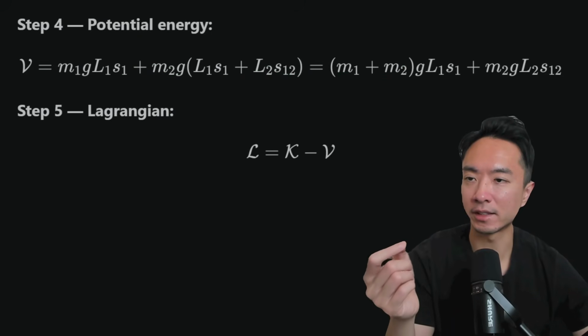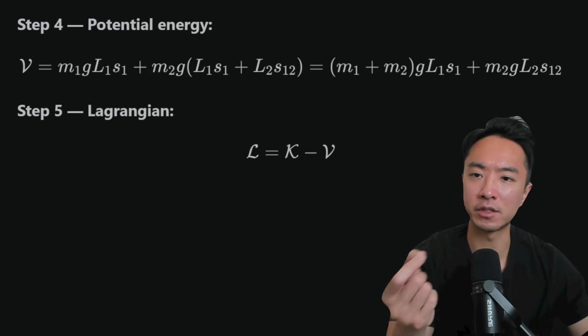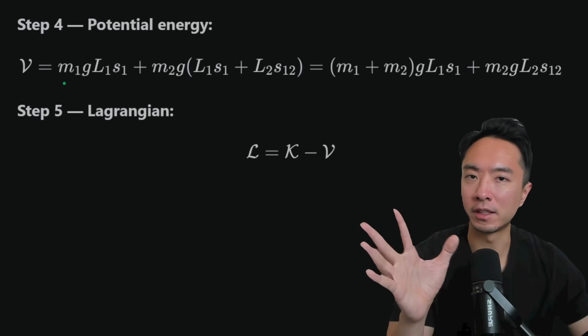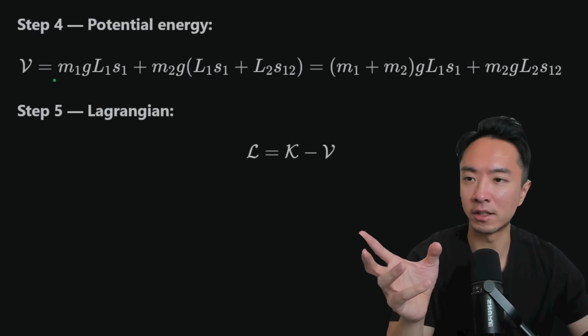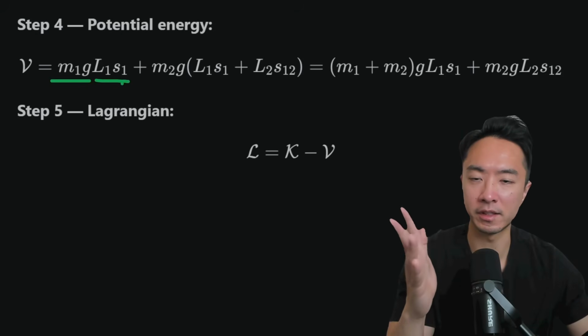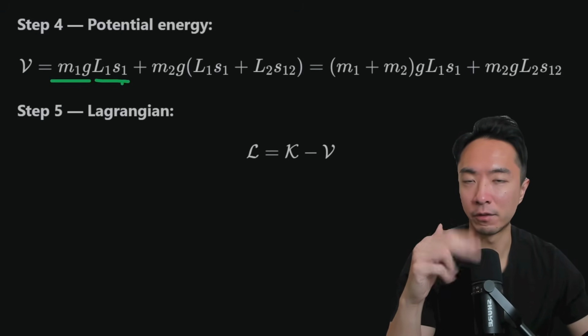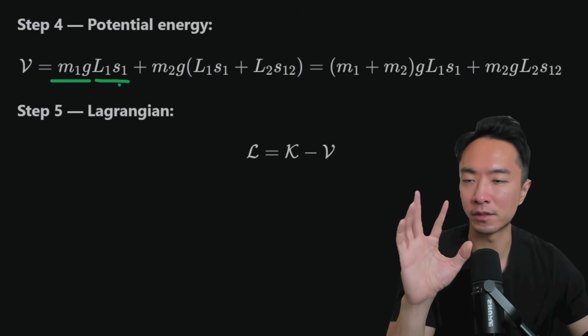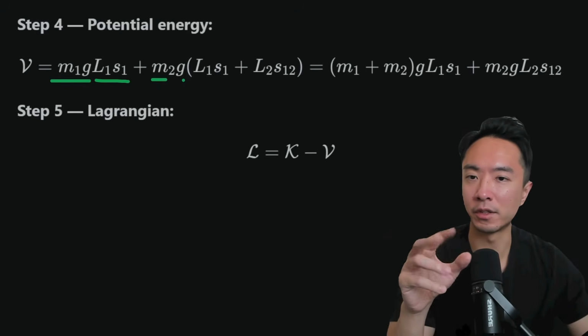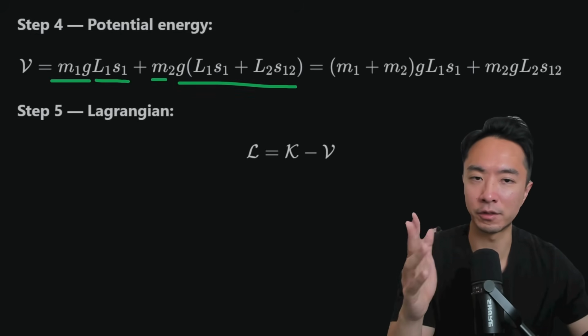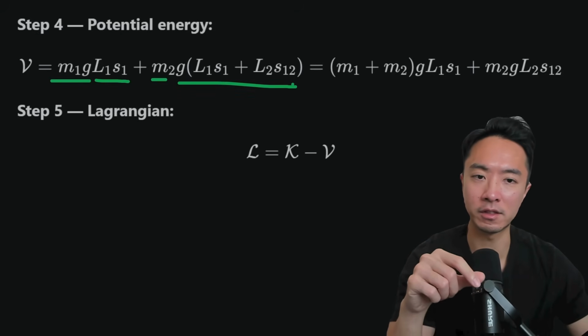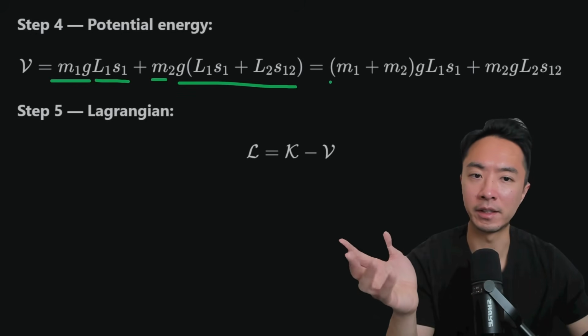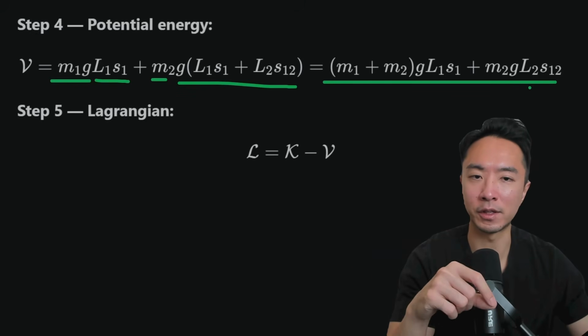Moving on to the next step, step 4 is the potential energy. The core idea of the potential energy is mgh. So this is mg and this is the h part, but we're using sine and cosine to figure out the right vertical component of it. This is for m1. M2 follows a similar structure. We have the different components for the two linkages, and if you simplify and add everything up, you get this as your final expression.